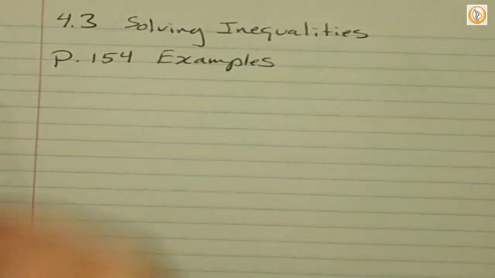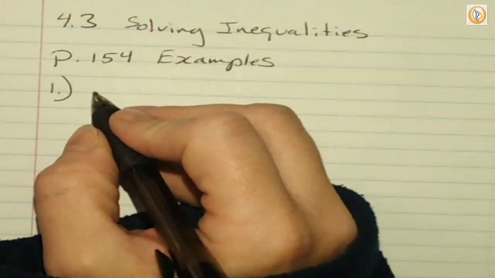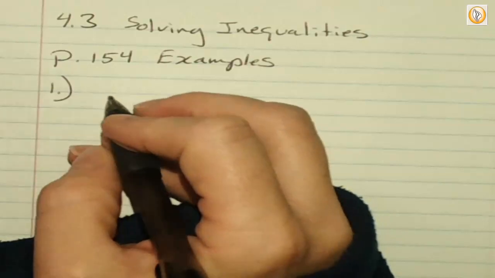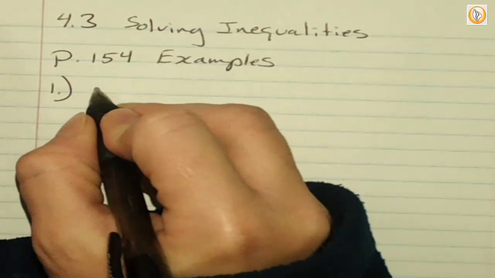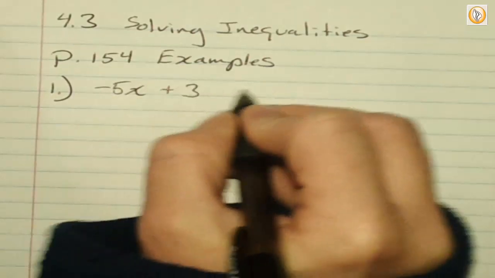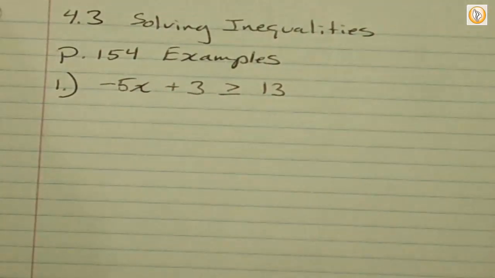Okay, we're going to jump right in with number 1. I have about 6 examples total. All right, so number 1, negative 5x plus 3 is greater than or equal to 13.